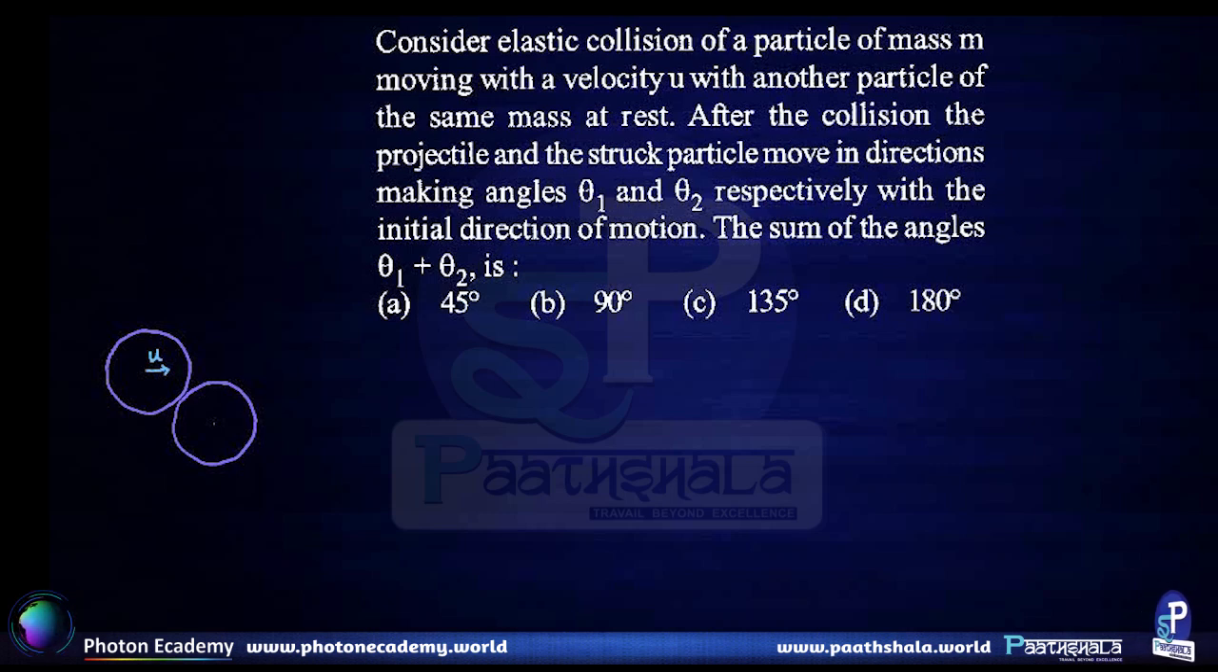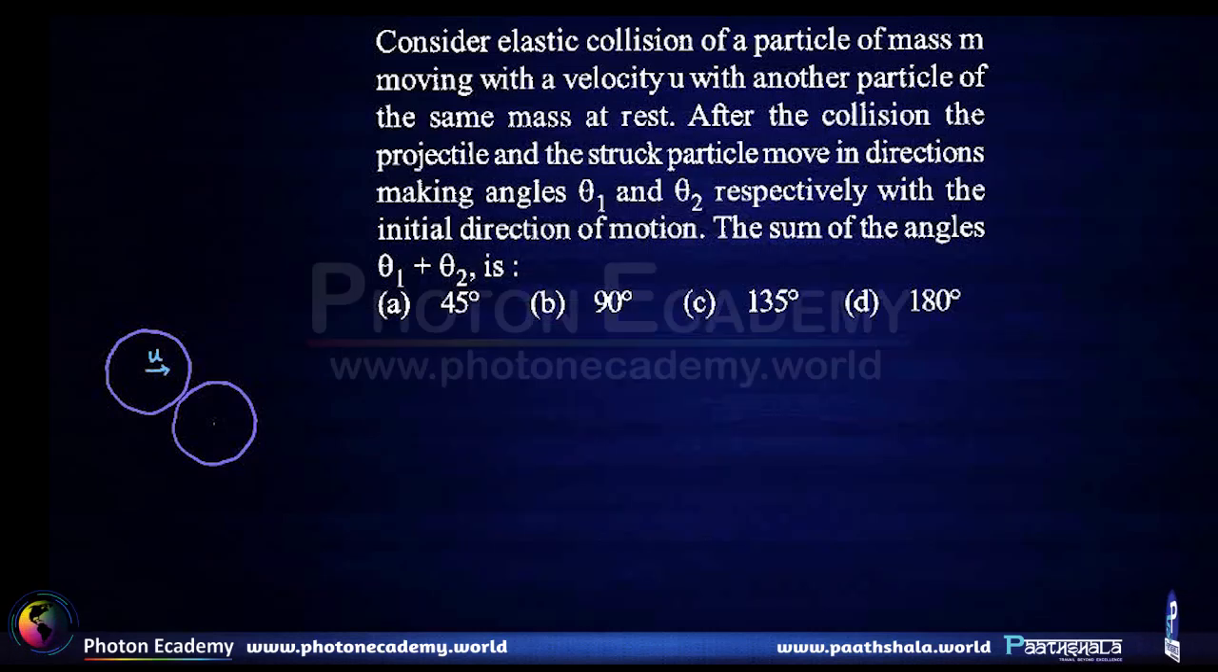Consider an elastic collision of a particle of mass m moving with a velocity u with another particle of the same mass at rest. After the collision, the projectile and the struck particle move in directions making θ1 and θ2 respectively with the initial direction of motion. The sum of the angles θ1 plus θ2 is to be found out.